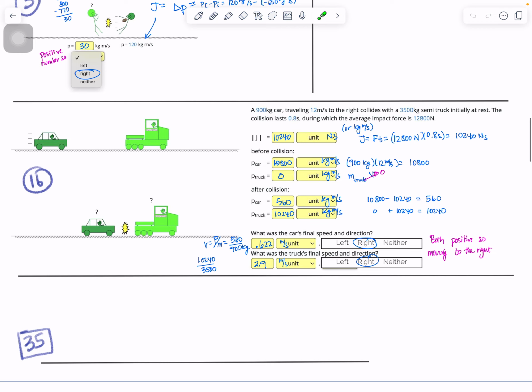And in order to find the final velocity, I know that velocity is momentum divided by mass. I just solved the equation. So the velocity is 560 divided by 900, which gives me 0.622 meters per second for the car. It's a positive number, so the car is traveling to the right. And then for the truck, that's the final momentum divided by its mass, which is 3,500 kilograms. And so that gives me 2.9 meters per second. Again, positive number, so it's traveling to the right.